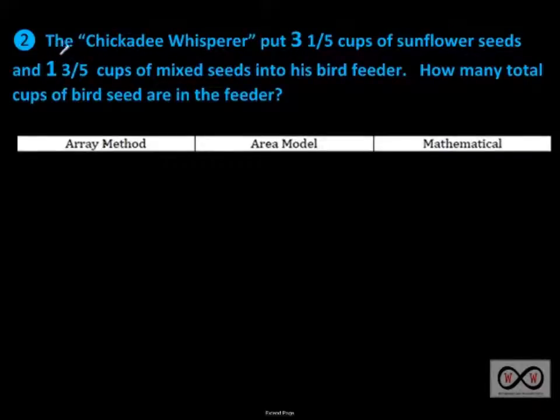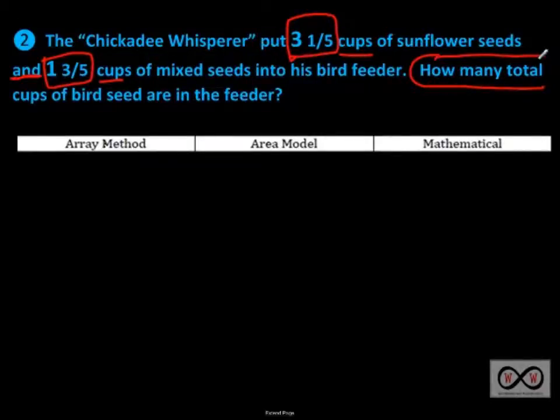So we've got the chickadee whisperer, kind of story information there, put 3 1/5 cups of sunflower seeds and, oh, look at that, okay, that should be important, and 1 3/5 cups of mixed seeds into his bird feeder. And we have, look at that, again, we have our math job appearing in the last sentence of the word problem.